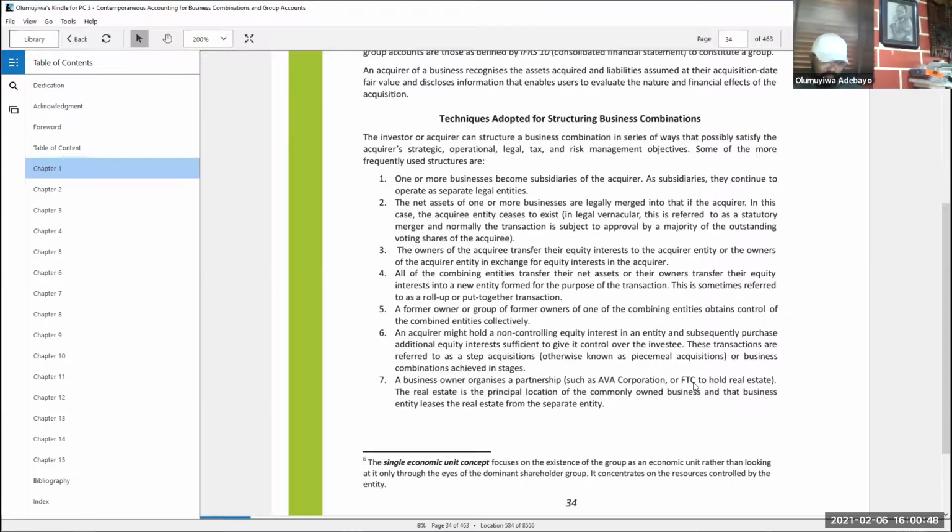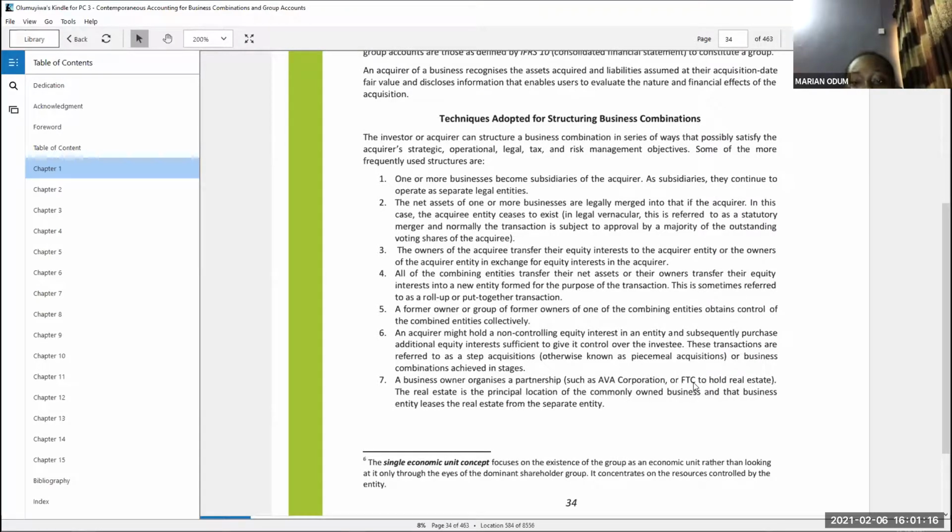6, an acquirer might hold a non-controlling equity interest in an entity and subsequently purchase additional equity interest sufficient to give it control over the investee. These transactions are referred to as step acquisitions, otherwise known as piecemeal acquisitions, or business combinations achieved in stages.